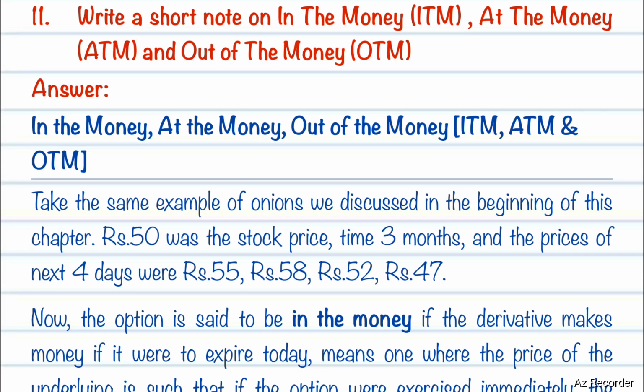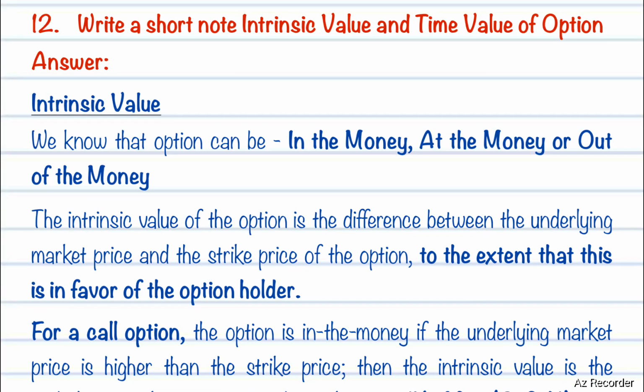Intrinsic value and time value of option. Premium equals intrinsic value plus time value. Intrinsic value can never be negative, premium can never be negative, whereas time value can be negative. Premium equals intrinsic value plus time value.